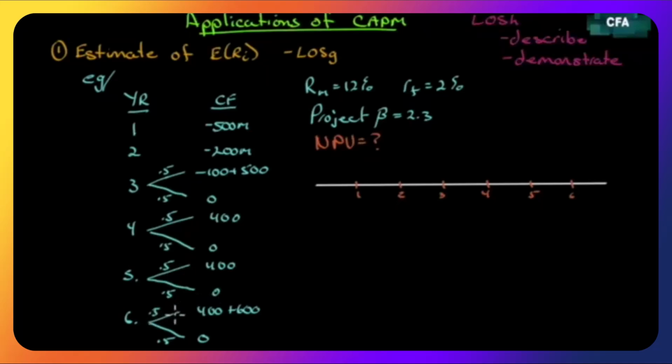The return on the market is running at 12%. The risk-free rate is running at 2%. So we can see the equity risk premium is 10%. And we've calculated project beta at 2.3.